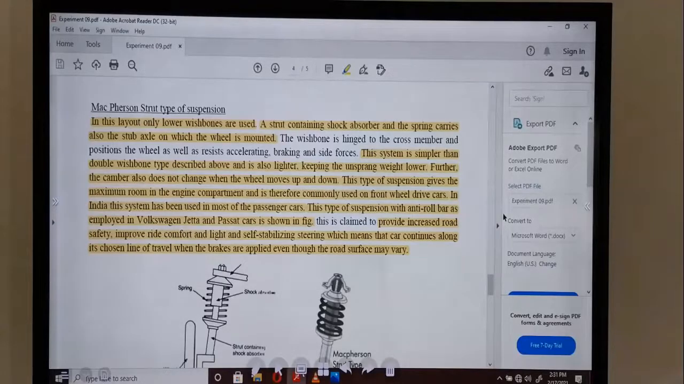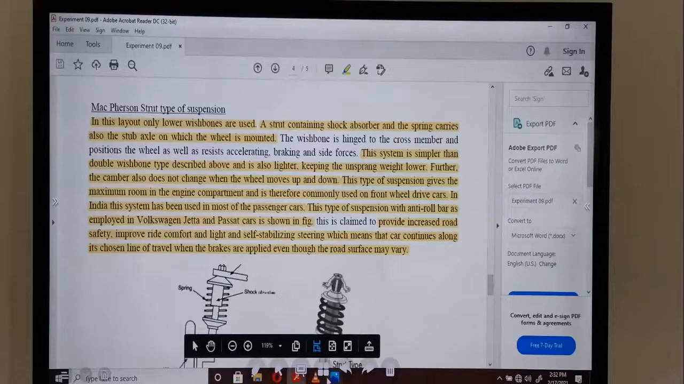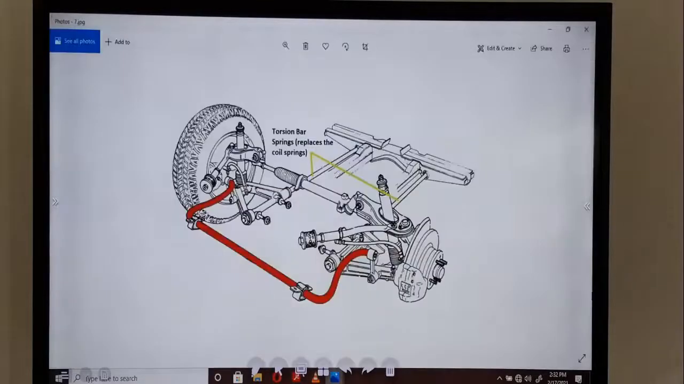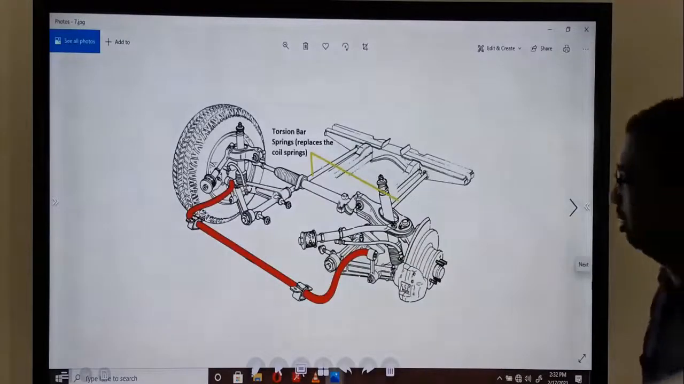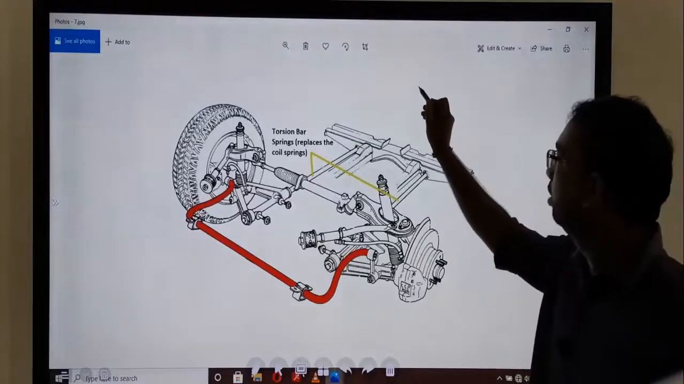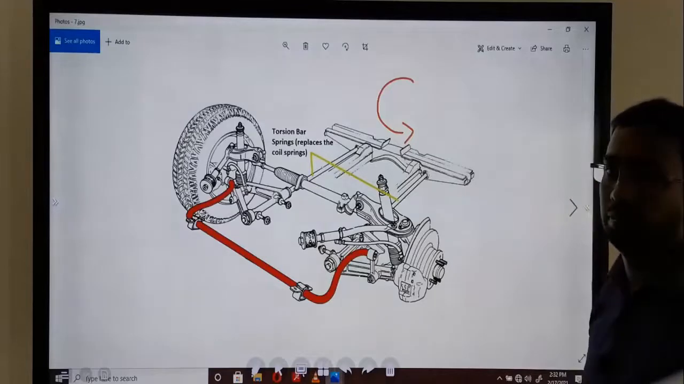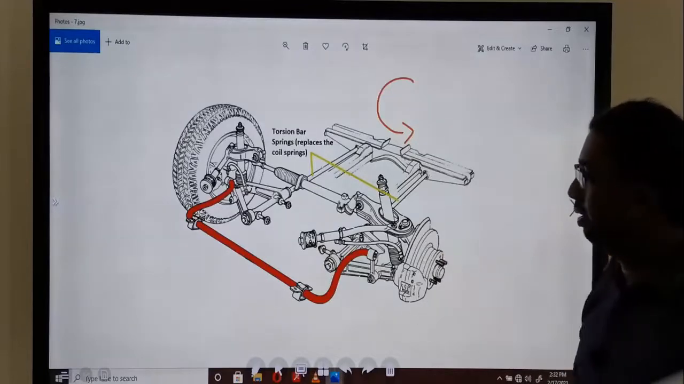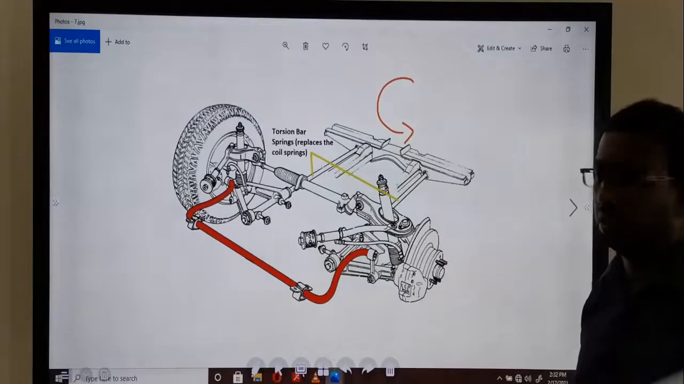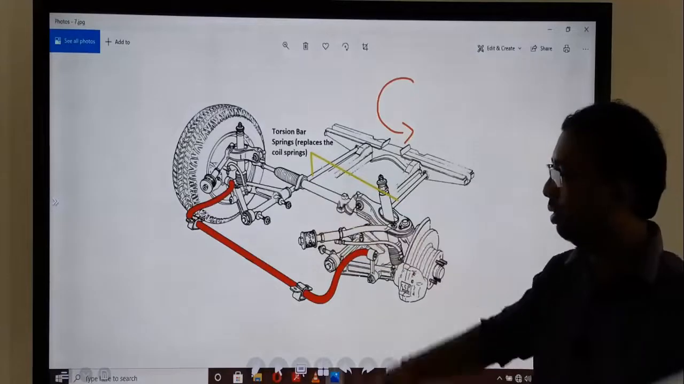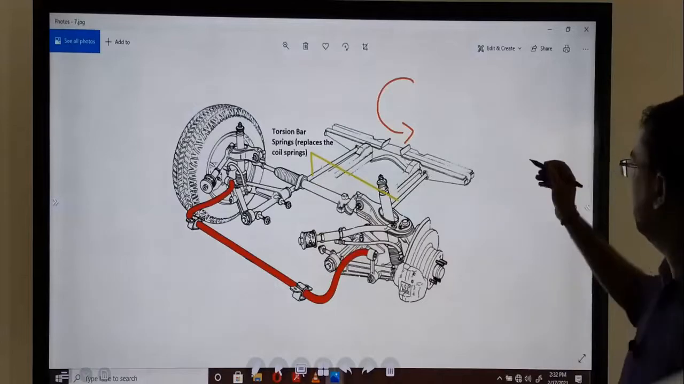This anti-roll bar provides increased road safety, improves ride comfort, and gives light and self-stabilizing steering, because of this crossbar. Sometimes when you turn the steering, the vehicle may become unbalanced. So this sway bar controls the traction of the vehicle. That's called traction of the vehicle.